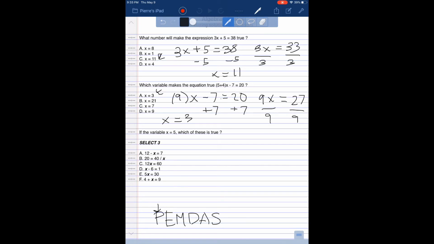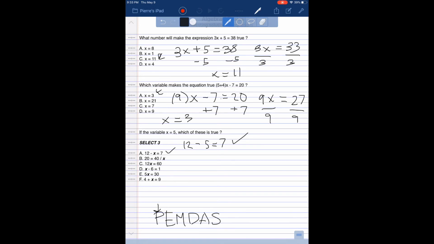Next problem. If the variable x equals 5, which of these is true? So it's a little mixed up here, right? Now all you have to do is plug 5 in for x and see if it's true, right? So what we can do is take out each one of these problems and show you which one is true and which one is not true. So of course we're going to start with a here. 12 minus x, which is 5, equals 7. And that is true, so we know a is right.